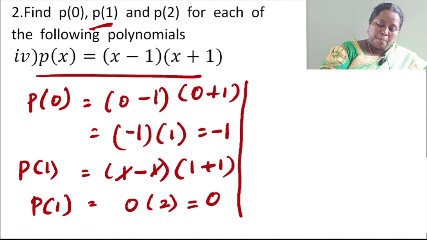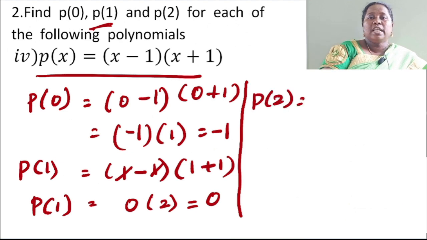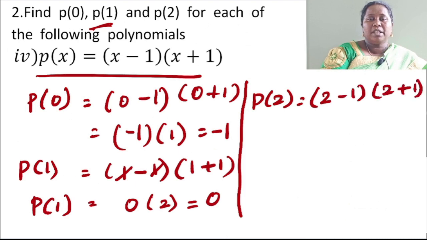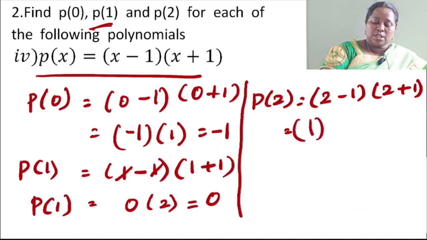Then next P of 2. What is P of 2? Instead of x, I am going to substitute the value 2. 2 minus 1 into 2 plus 1. What is 2 minus 1? It is 1, and 2 plus 1 is 3. So 1 into 3 is equal to 3.